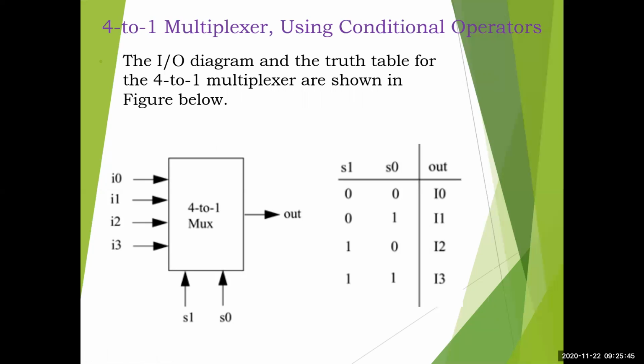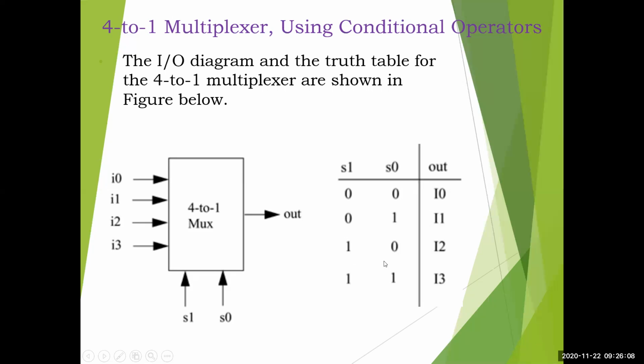So our design always starts with the IO diagram. You have to write the IO diagram. You can copy down once again the 4 to 1 mux. It has 4 inputs, 2 select lines and 1 output. And this is the truth table: 0 0, 0 1, 1 0, 1 1. Previously, we have either written the logic diagram and done gate level modeling, or implemented the Boolean expression.